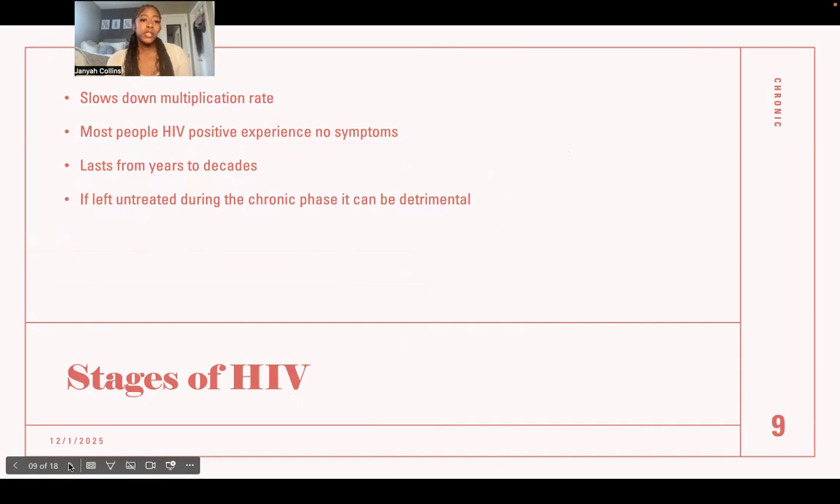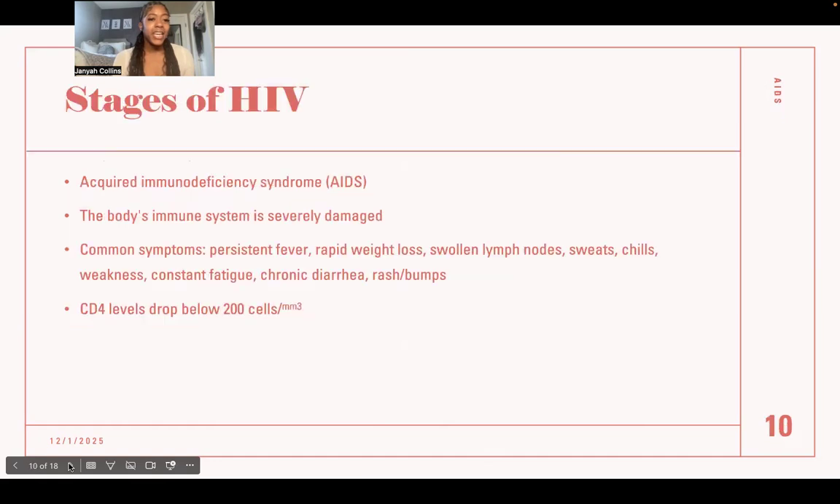Next, we're going to move on to our chronic stage. This really slows down the multiplication rate, and the virus continues to multiply in our blood, but at a much lower level than in the acute HIV infection. This stage can last from years to decades, and if left untreated, long-term damage will occur. It can become very detrimental and also lead to AIDS, which is our next stage.